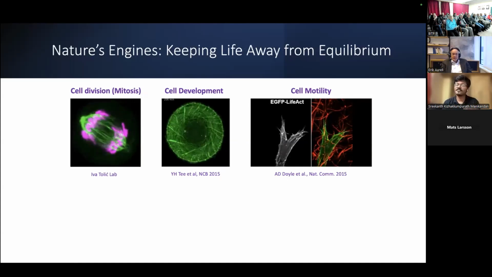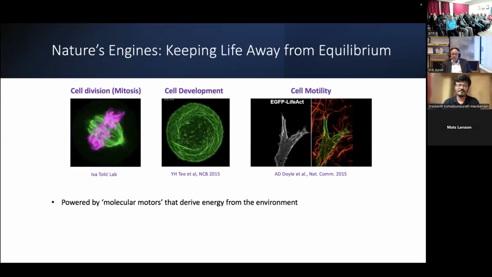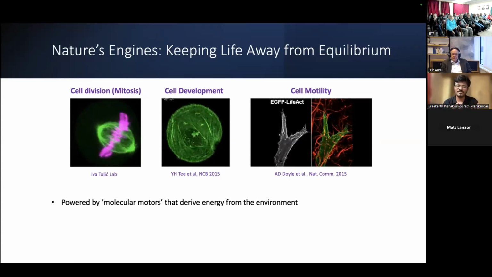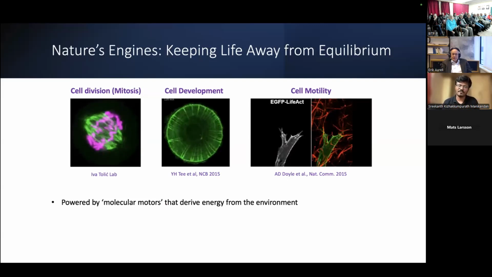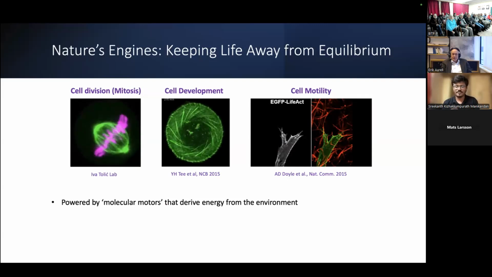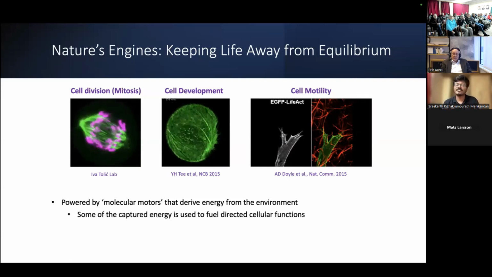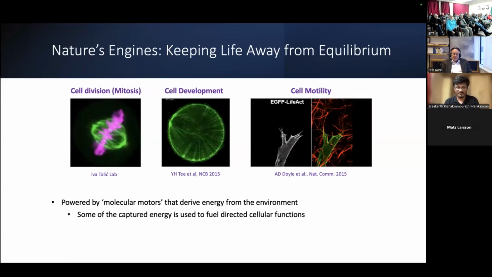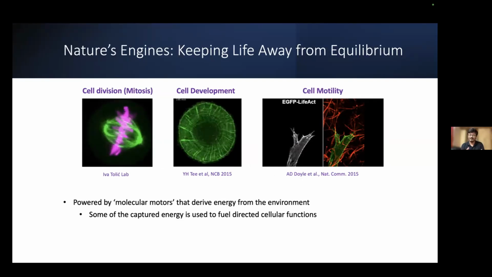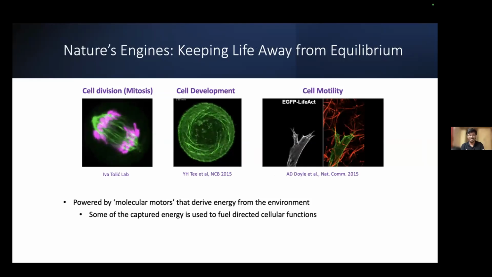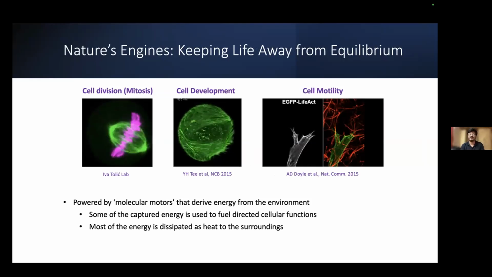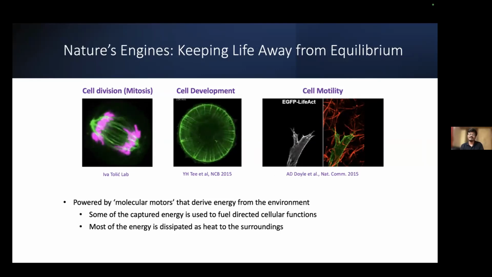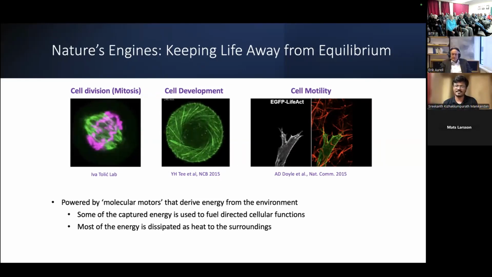Now, these processes are not free. They are driven by what are called molecular motors, which are nanoscale microscopic engines that derive energy from the environment, often by breaking simple sugar molecules and then performing useful work. Most of this captured energy from the food that we eat is used for fueling directed cellular processes such as cell division or cell development. But a large amount of it is also dissipated as heat to the surroundings. Now, that is the key quantity that I'm interested in in my talk.